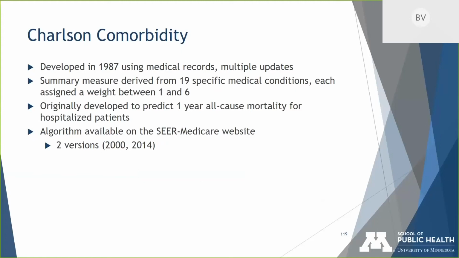It was originally developed in hospitalized patients, but as I mentioned, there have been multiple updates over time, so it has grown to include information not just from hospitals, but also other claims data. So there are multiple iterations over time, and you can find this information on the SEER-Medicare website. There are 2 different versions of the macro that's available to run the algorithm, one from 2000 and one from 2014. The one from 2014 has some differences. They have a table you can look at. It removes some of the procedure codes, so you can take a look at some of the differences there.